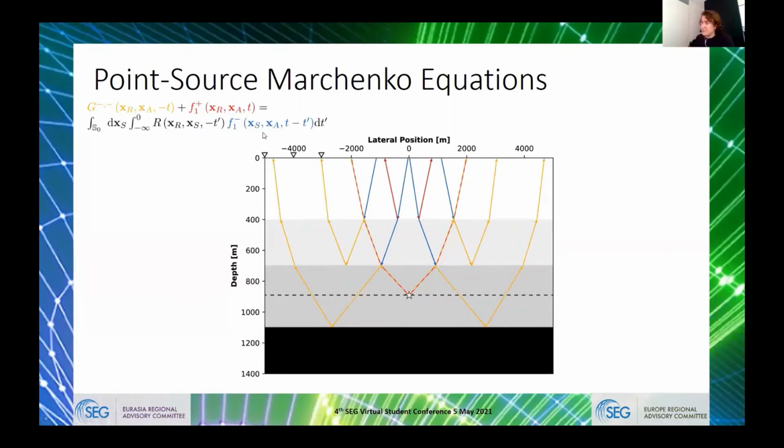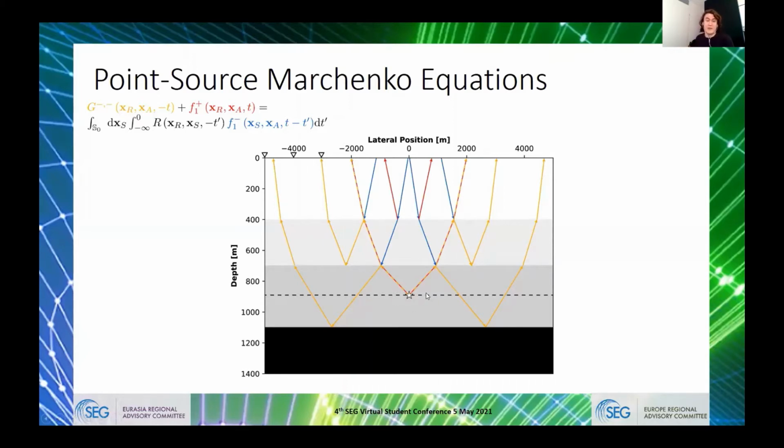And basically what we do now is we inject the received focusing function that we got from the first equation. We insert it, backpropagate it, so reverse it in time, and then we inject it in the same medium. And then again, we see that we retrieve a focusing function and a Green's function. And again, only the first event, as you can see here, is shared, but all the other events will be perfectly separable in time. And basically what you see now is that you have two Green's functions that are excited from your focal depth.